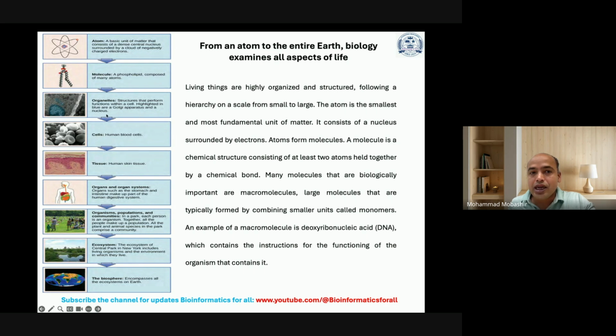Then cells. These organelles form cells. For example, here it is human blood cells. Then cells form tissues, human skin tissues. Then tissues form organs and organ system, which you can see here clearly. And these organ systems form organisms, organism forms population, population forms communities, and then they together form ecosystem. Ecosystem forms the biosphere that encompasses all the ecosystems on the earth.